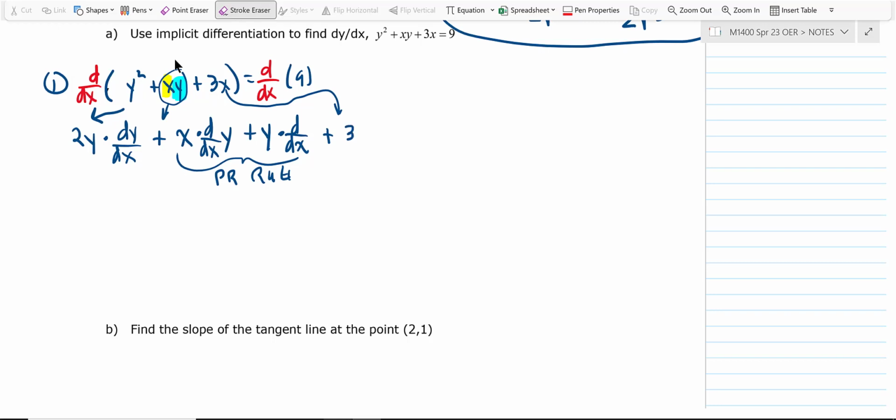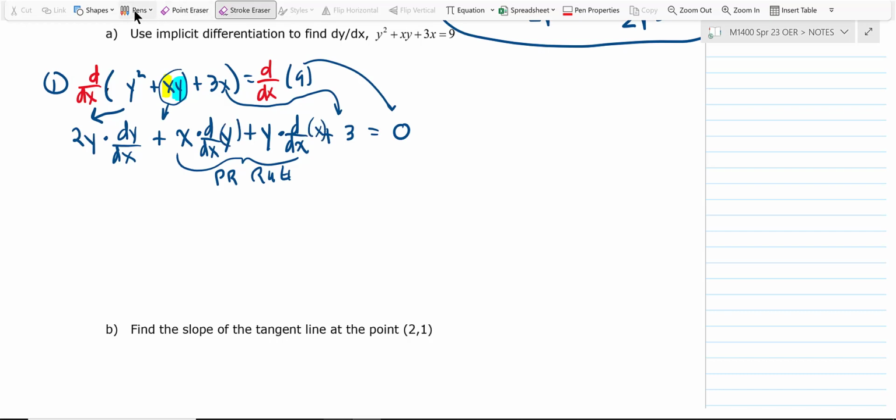3, there's no dy over dx. And finally, what's the derivative of 9? That's the easiest part. That's 0. Okay, so there we go. All right, now I think I missed, that's supposed to be d dx of x, okay, when I do that.